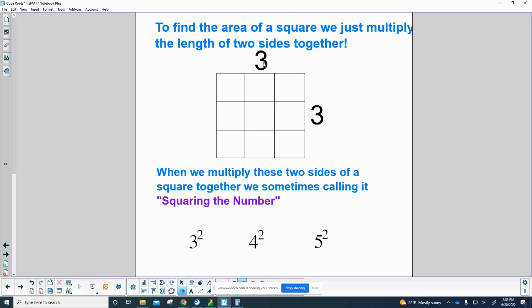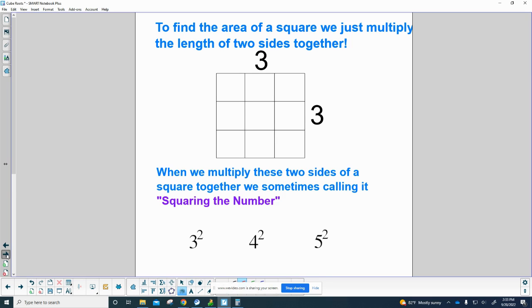And whenever we multiply the side times the side on a square like this, we say that we're actually squaring the number because we have a square here. So this would be 3 squared. If this had been 4 long and 4 wide, it would have been 4 squared. Or 5 by 5, it would have been 5 squared. And that's where the terminology squared comes from.